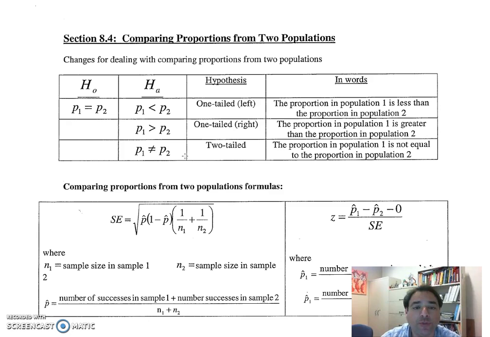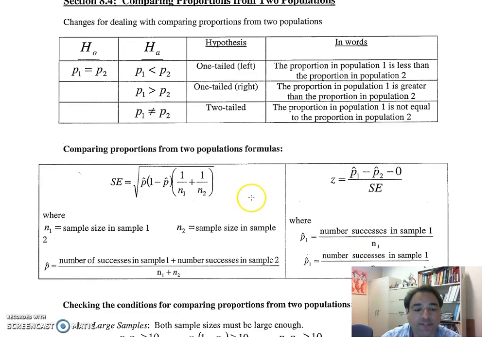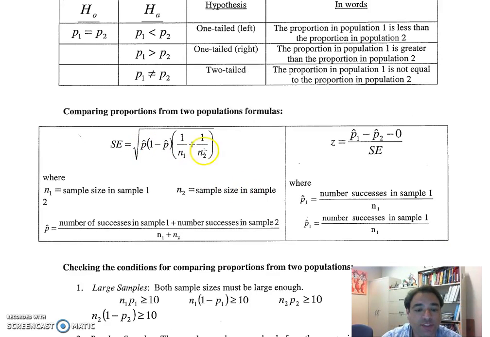And because we have two groups, some things need to change. So what's going to change is, number one, the SE formula. Notice it's longer because we have two groups. And your z-score. We're going to take the first proportion minus the second proportion, and then it says minus 0. Now you'll notice I will not put minus 0 because subtracting 0 doesn't change anything. But what this means is the difference between the two groups compared to 0. 0 being no difference. Is there a difference compared to no difference?